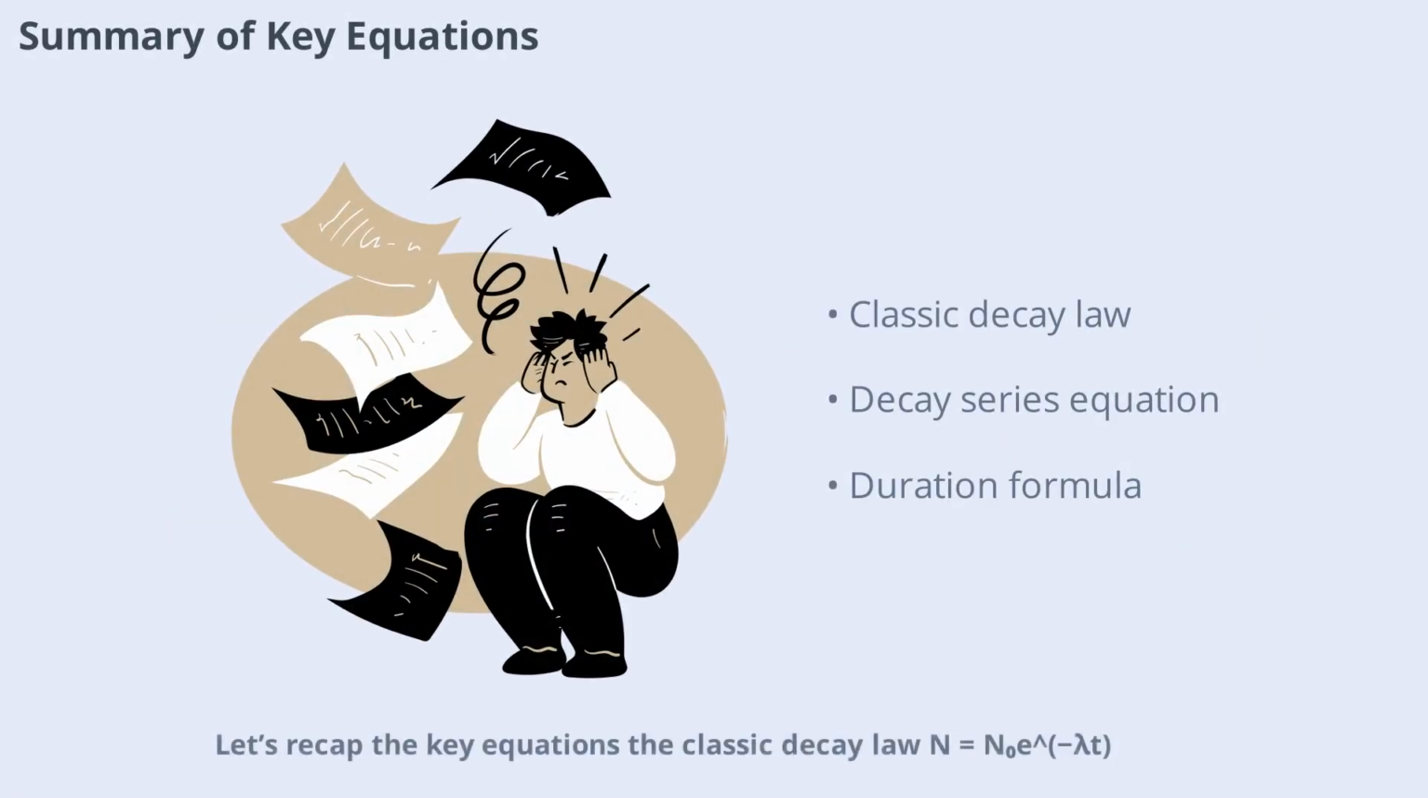Let's recap the key equations. The classic decay law n equals n0 e to the minus lambda t, the decay series equation ln(n0 over n) equals m n, and the duration formula T equals minus n over lambda. Together, these tools provide a comprehensive framework for understanding and predicting radioactive decay and the persistence of radiation.